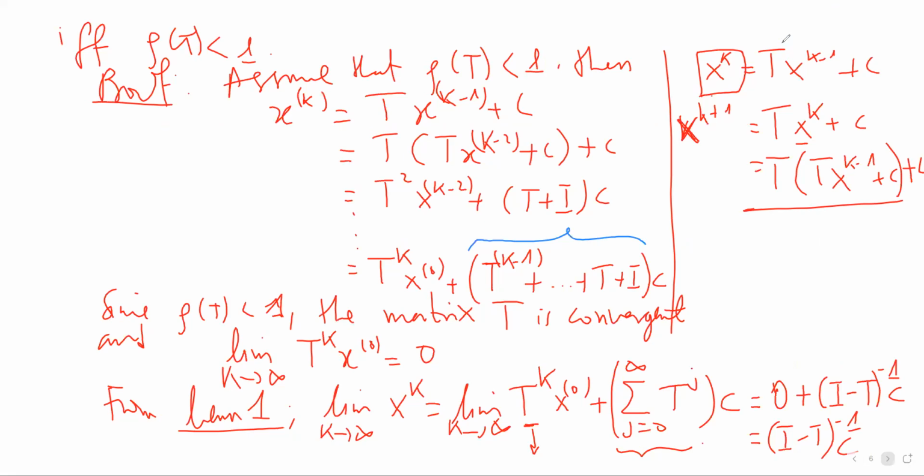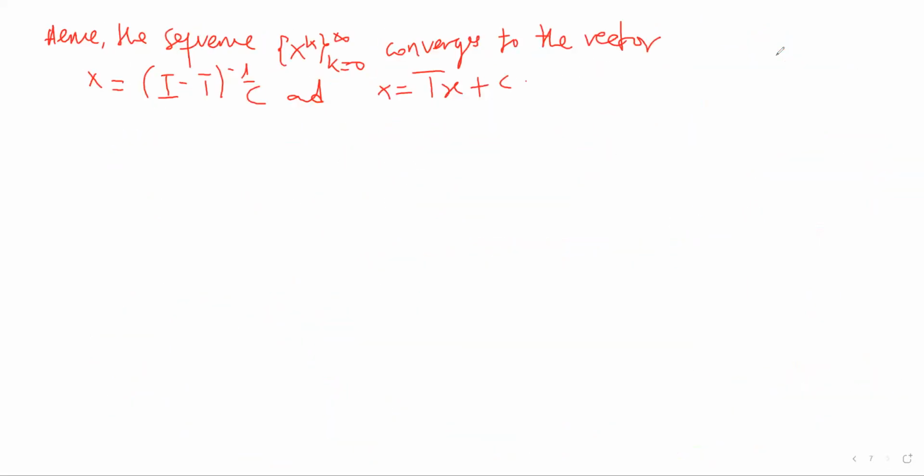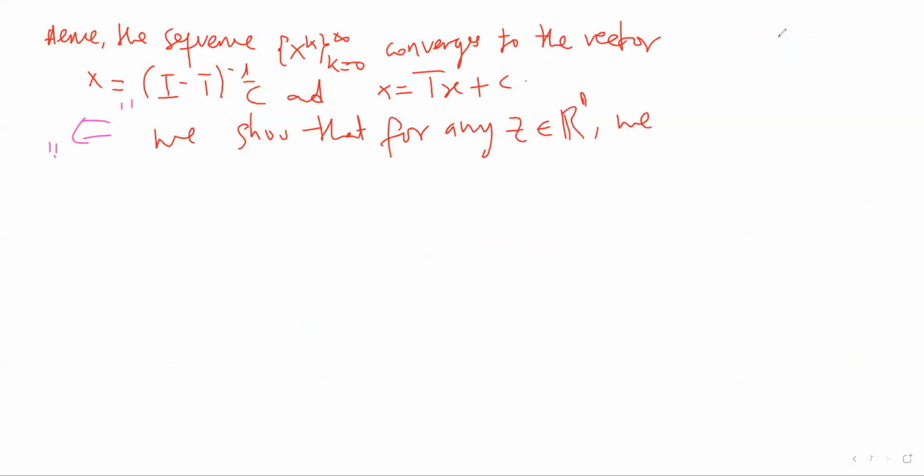In this particular proof, we assumed that first the spectral radius is less than 1, and then we showed that truly, if the spectral radius is less than 1, any initial start for your iterative scheme will converge to a unique solution. Of course, the converse, if and only if, converse, right? For the converse, we need to show that for any z in Rn, we have the limit as k goes to infinity of T^k of z to be 0.